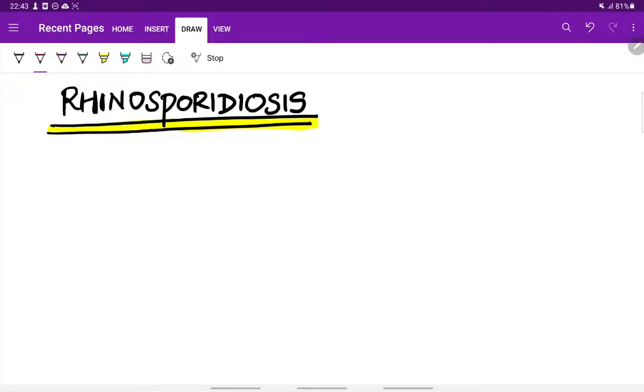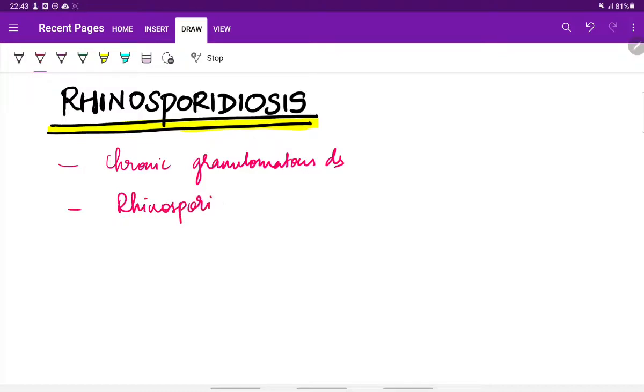Let's see about rhinosporidiosis. Rhinosporidiosis is a chronic granulomatous disease caused by Rhinosporidium seberi. So it is a chronic granulomatous disease caused by Rhinosporidium seberi.